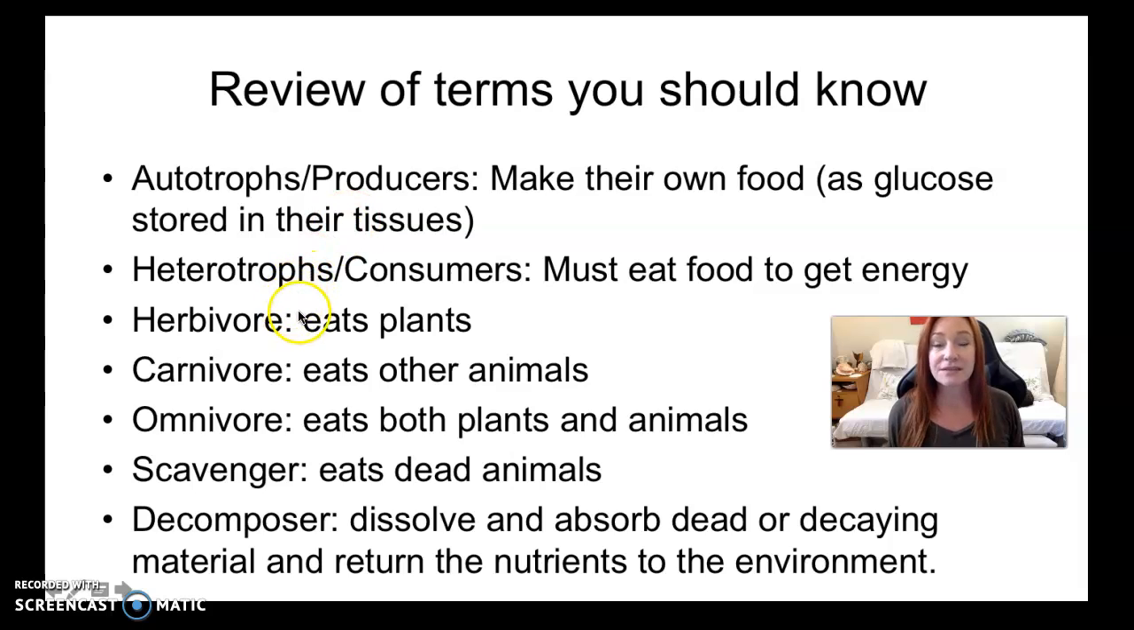Okay. There are different kinds of heterotrophs, different kinds of consumers. We have herbivores. Those are animals that eat plants. Carnivores eat animals. Omnivores eat both plants and animals. Scavengers are animals that eat dead animals. And scavengers and decomposers tend to get confused. So I'm going to go just real quick. Scavengers are animals that eat dead animals.